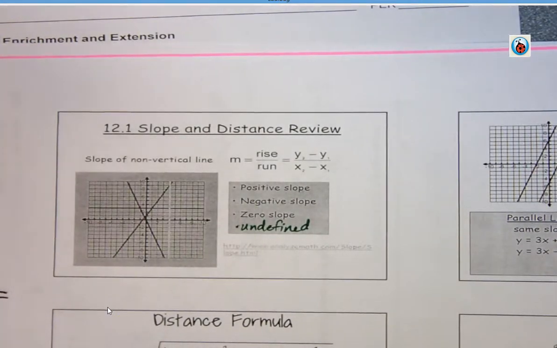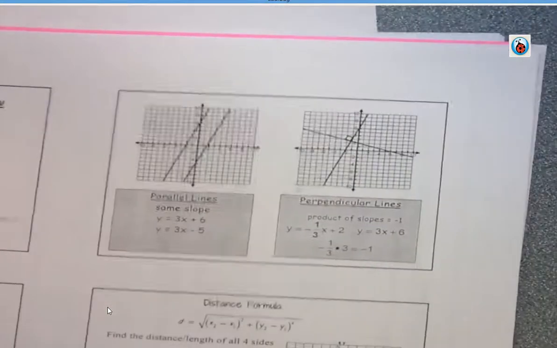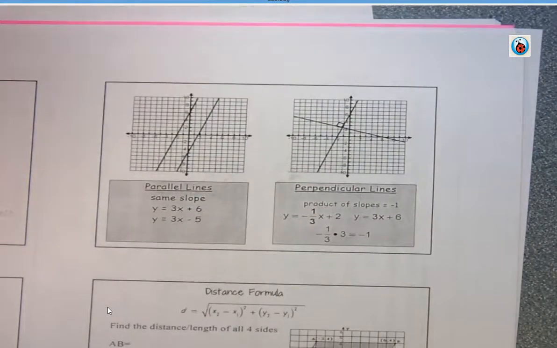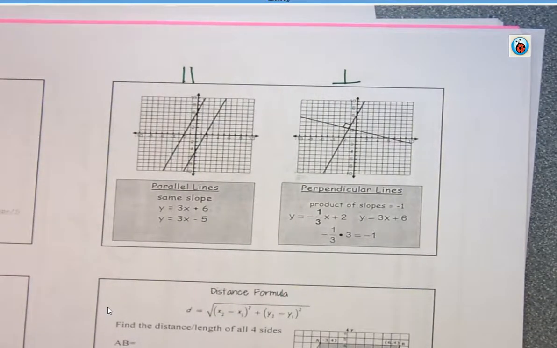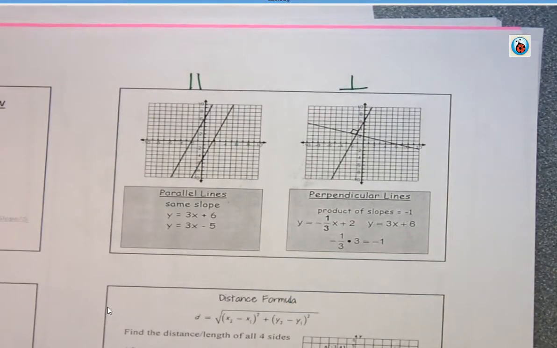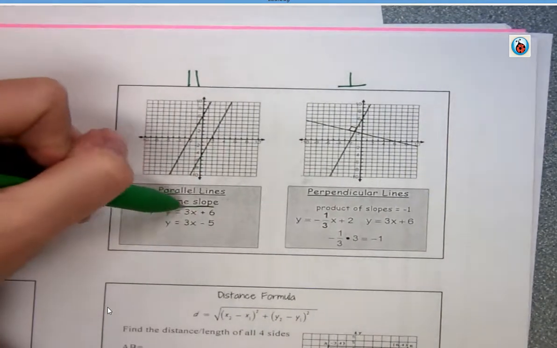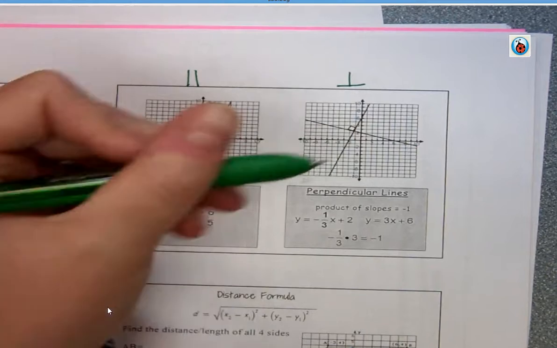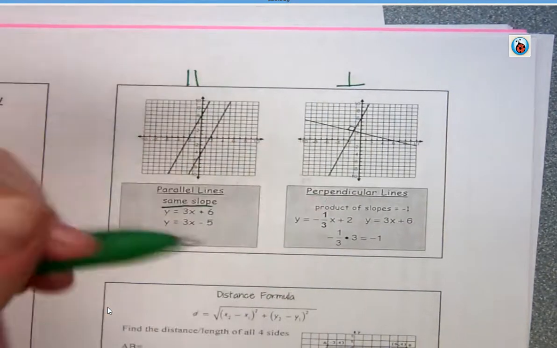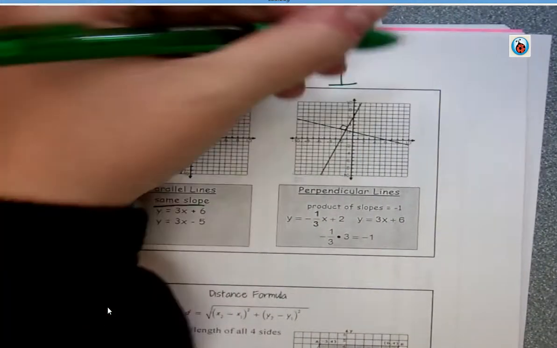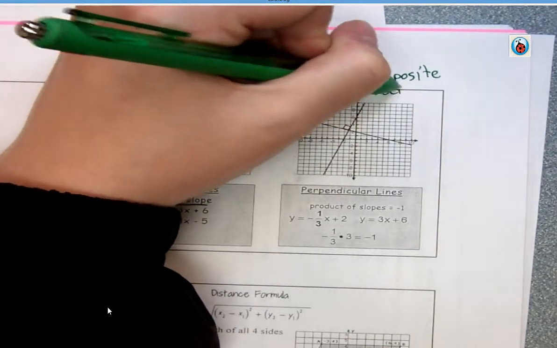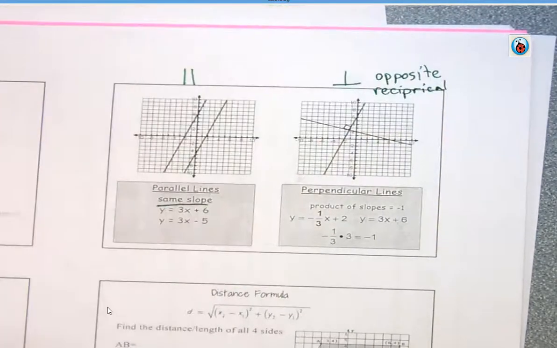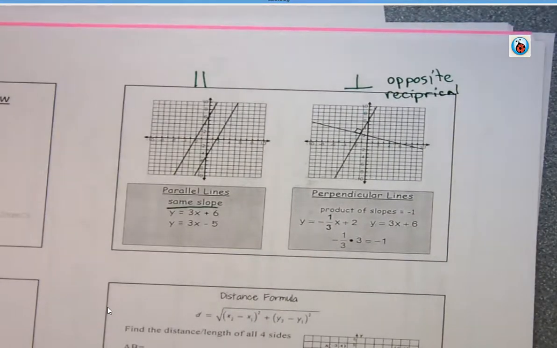Okay? Then moving on, we've got parallel lines, perpendicular lines. These are important. Remember, this is the symbol for parallel. This is the symbol for perpendicular. We will be using those symbols a lot this chapter. Okay? And just what it means to be parallel, they have the same slope. And then for perpendicular, remember it's the opposite reciprocal, where you change the sign and flip the fraction.